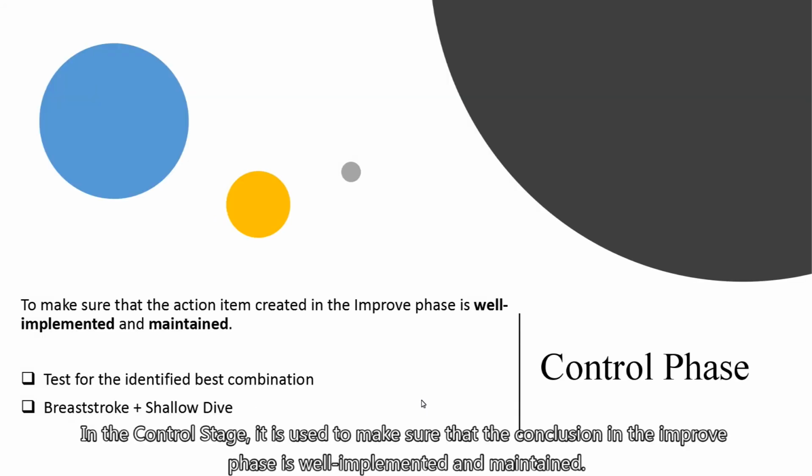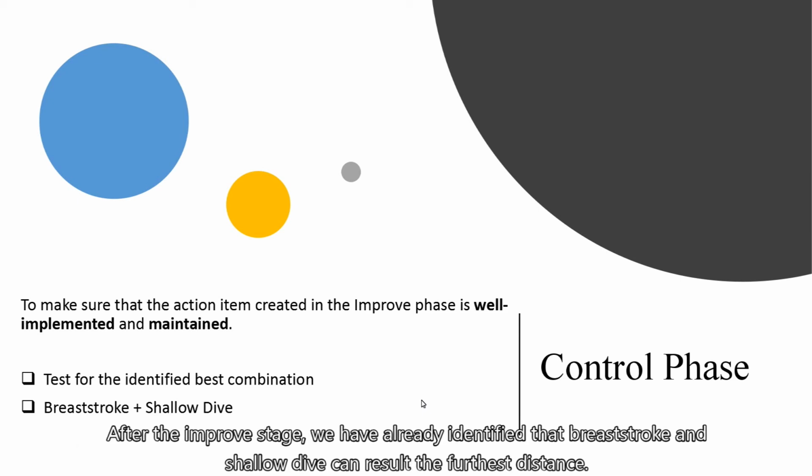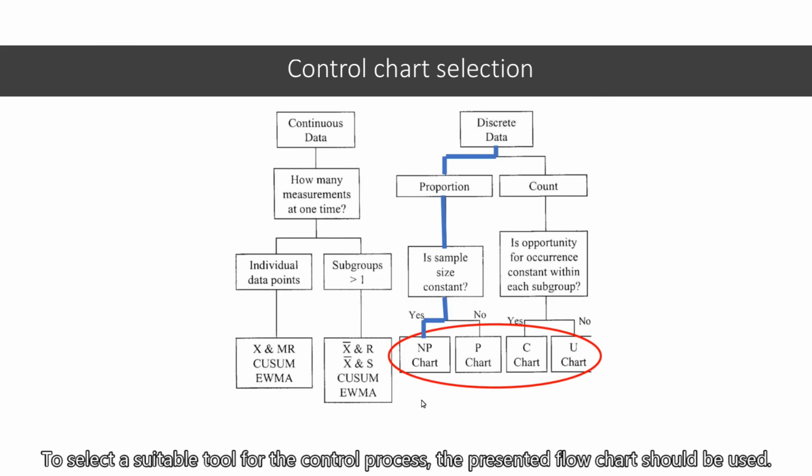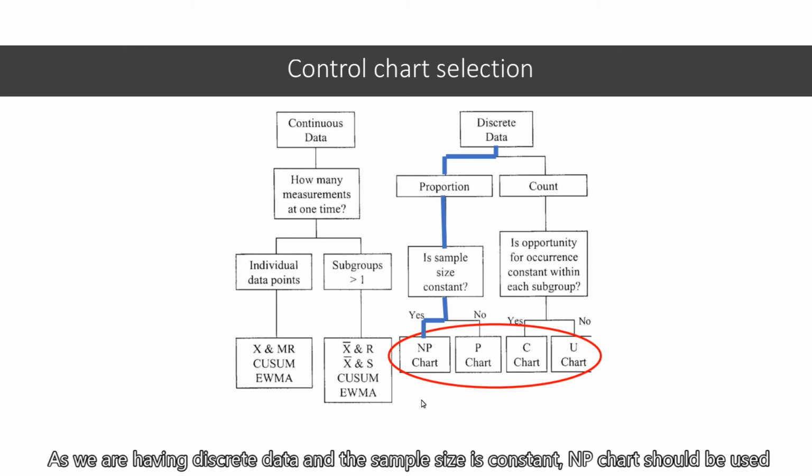In the control stage, it is used to make sure that the conclusion in the improve phase is well implemented and maintained. After the improve stage, we have already identified that breaststroke and shallow dive can result in the furthest distance. To select a suitable tool for the control process, the presented flowchart should be used. As we have discrete data and the sample size is constant, an NP chart should be used.